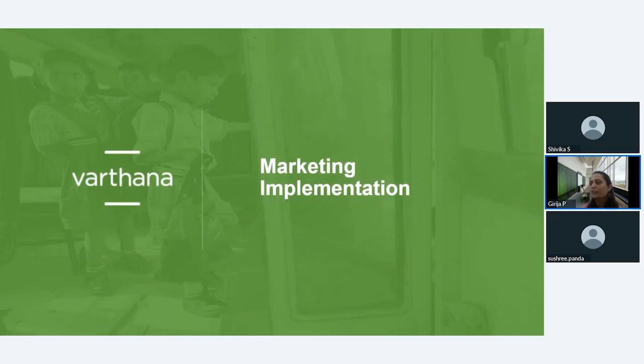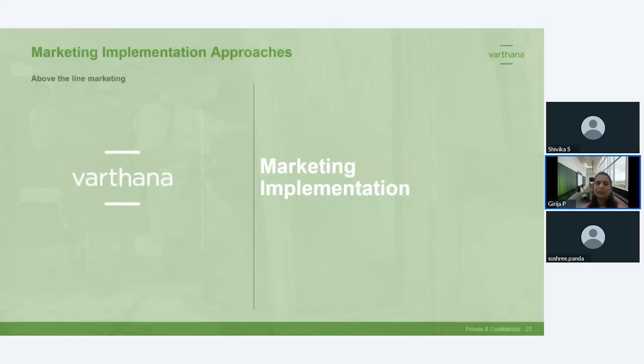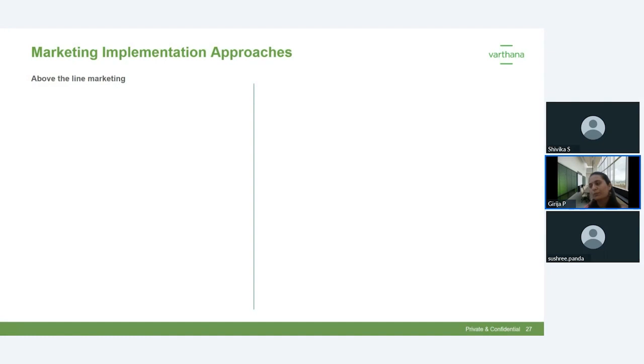Okay, so far we have talked about the strategies we can use to attract the parents. Now the third step is, whatever strategies we have made, how we can implement them effectively. So what implementation approaches can we use which help us to achieve our goals?